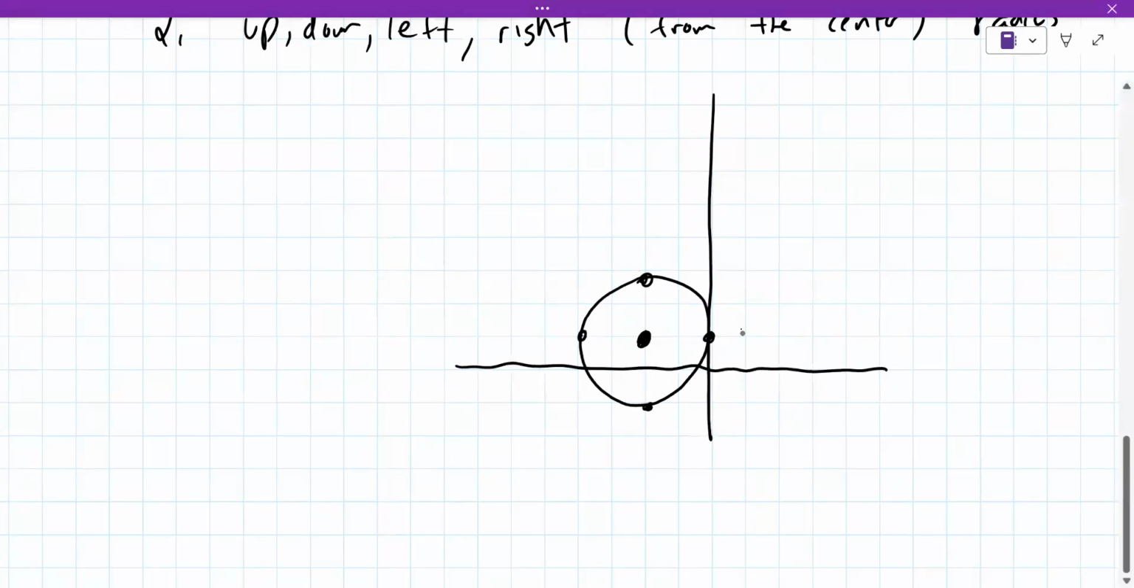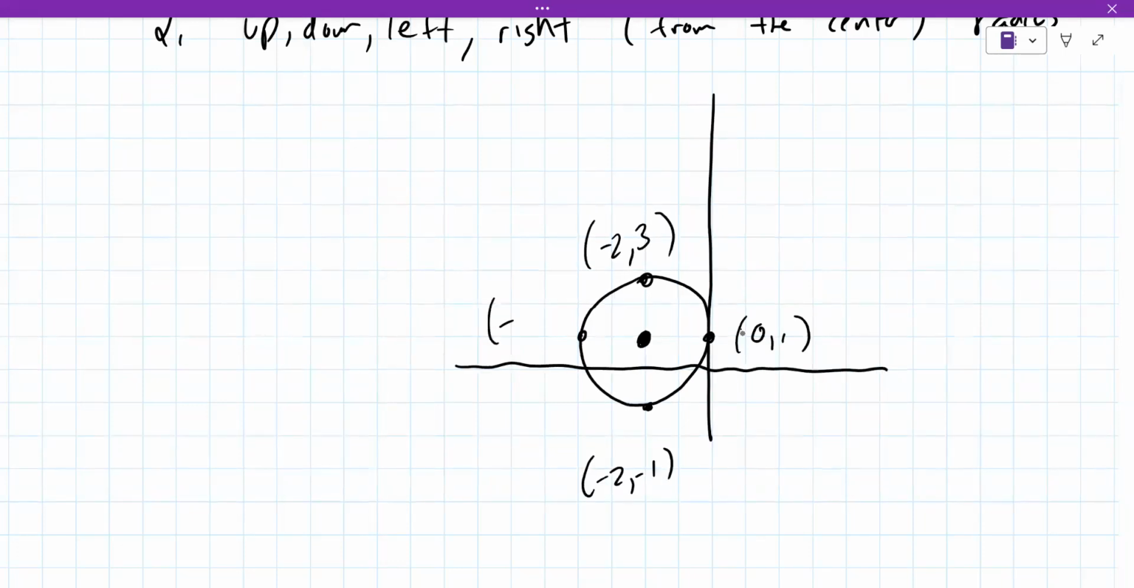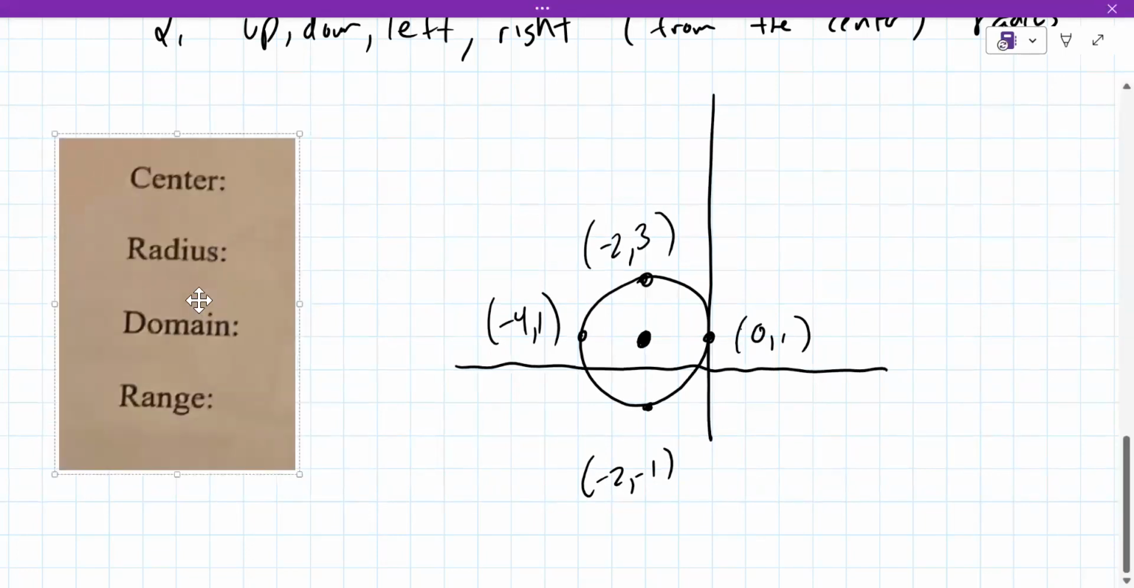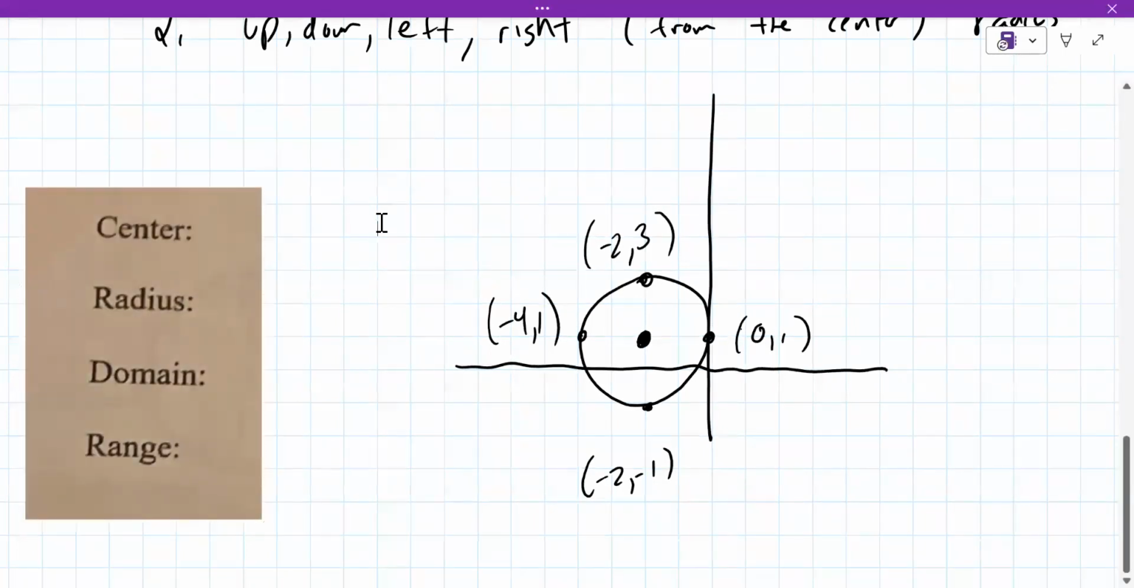So let's plot the points here. This one over here is 0, 1. This is -2, 3, -2, -1, -4, 1. I know it doesn't ask for those, but why not label them? It'll help. We've got some of it already: the center is -2, 1, and the radius is 2.